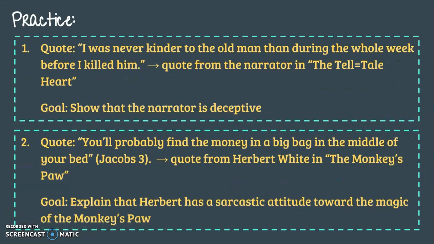So the next couple of slides are a couple of problems I'd like for you to practice with. I give you a quote and I tell you where the quote is from, and then I give you what your goal should be when you incorporate that into a sentence. So what you're going to do is basically pull the quote and the goal together into one, two, maybe three sentences to try to accomplish whatever this goal is in a way that incorporates part of the quote that you've been given so that it flows seamlessly and there's a smooth transition into that text evidence.